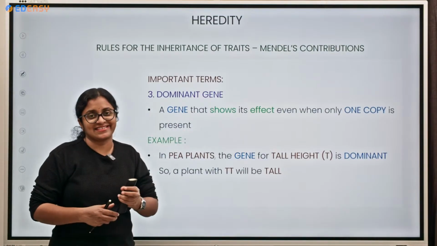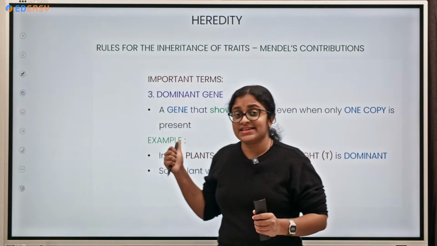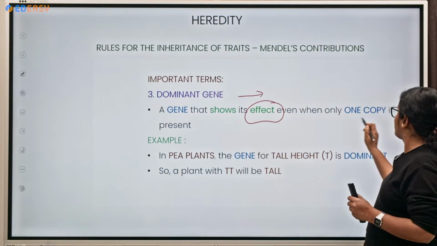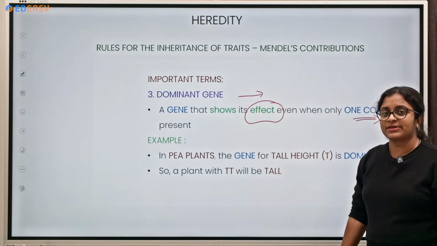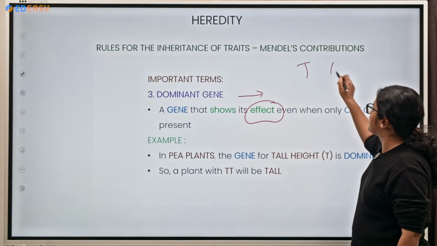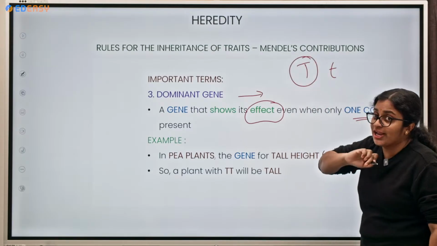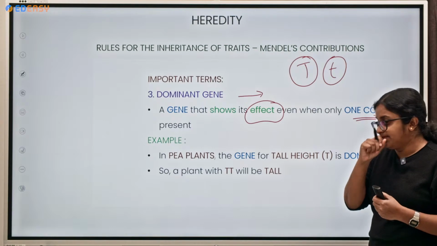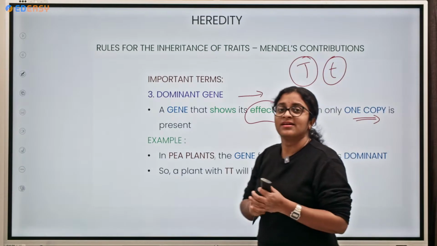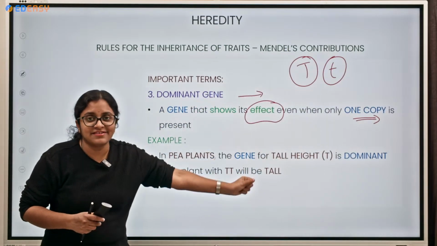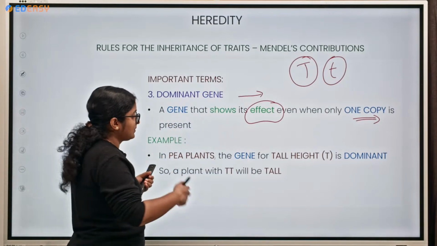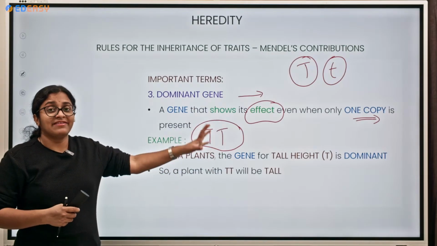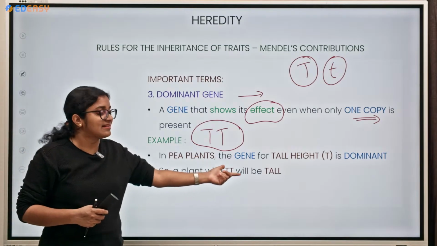Moving on, dominant gene. So what is the meaning of dominant gene? Gene is a small section of chromosome. A dominant gene is the gene which shows its effect even when only one copy is present. When we are discussing the pea plant, we shall take these terms: capital T, small t. Capital T always corresponds to tall height, and small t always corresponds to short height. In a pea plant, the gene for tall height is a dominant gene, and if the pea plant is expressing this character, it can be represented as double, TT, a tall plant.